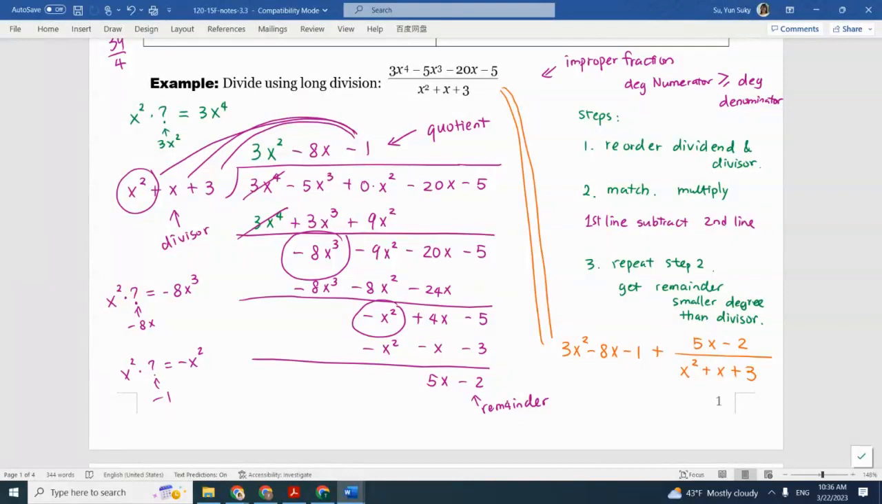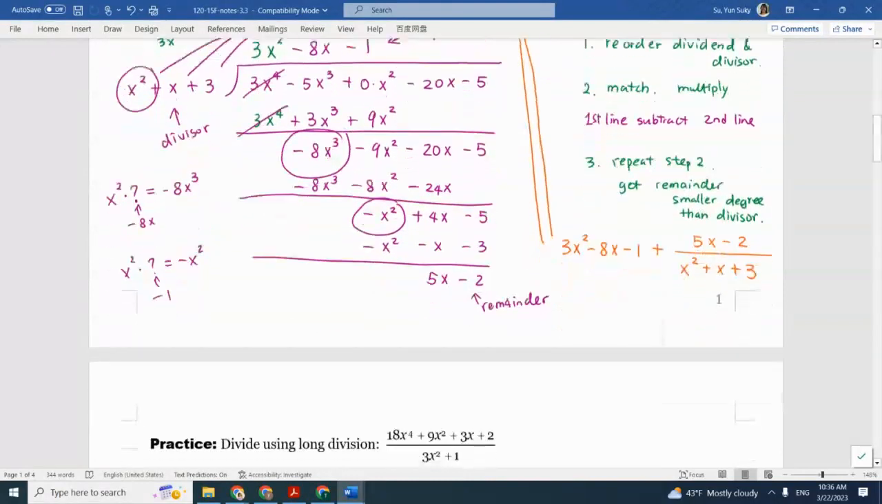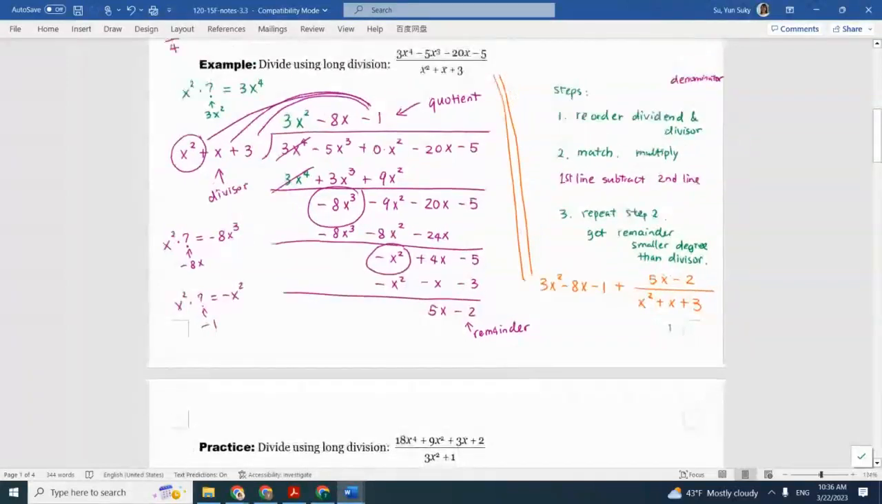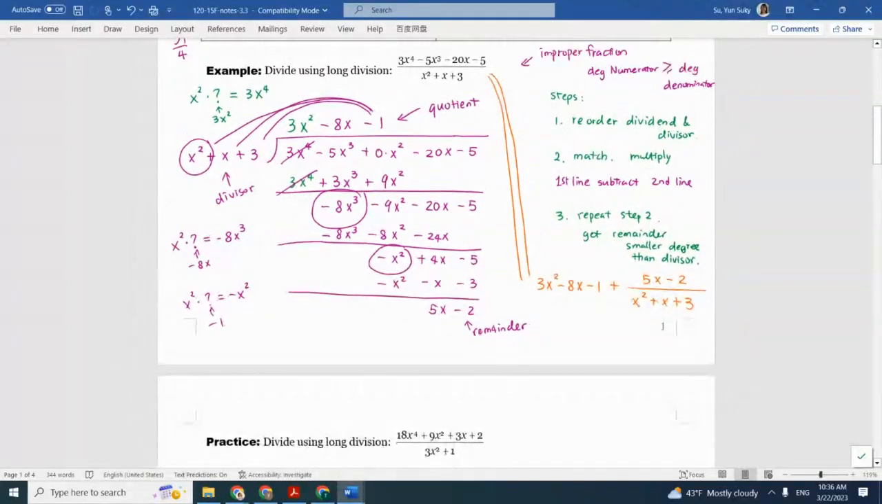Now it's your turn. Please do this example. Okay, so do this practice.